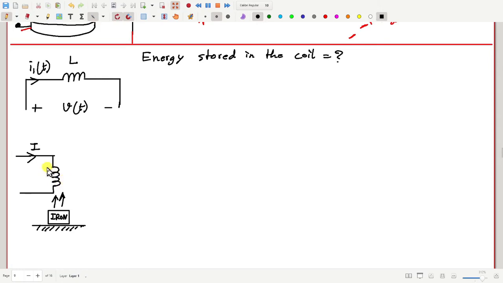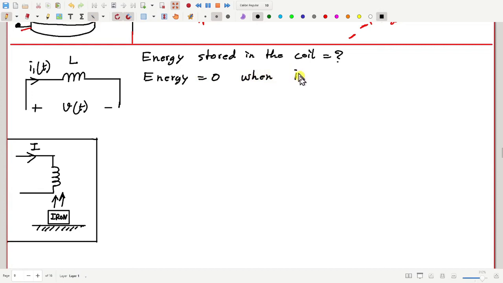Okay, so that's why we know there is some energy if there is some current in a coil. However, when there is no current, at that point we can say energy is 0. Energy is 0 when I is equal to 0, because then it cannot do any work. But then how much is the energy for any other value of current?